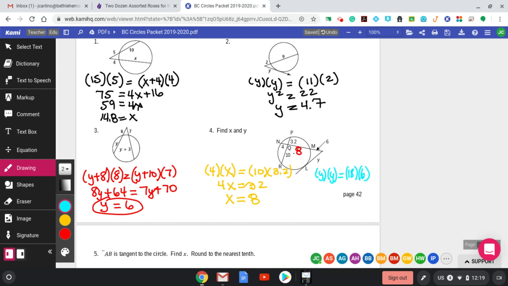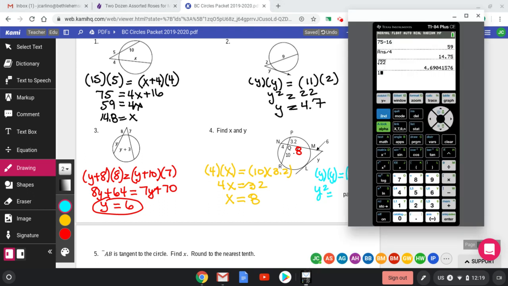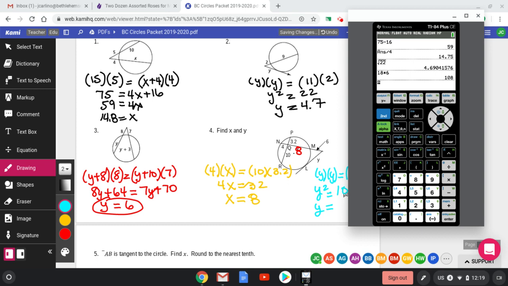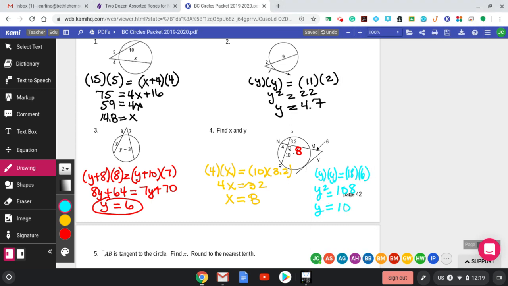Okay, so I end up with y squared equals, I'm pretty sure that's 144, but just to check. Oh, 108. Good thing I did check. Take the square root of both sides. Oh, I know the directions say nearest tenth, but I should have said simplest radical form. That's honors level. 10.4. So y equals 10.4.